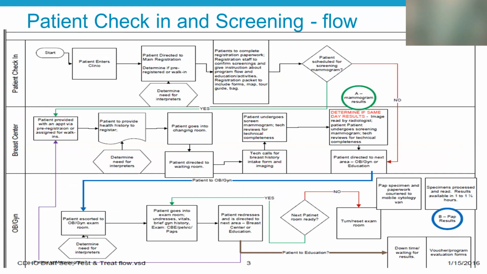Here is an example of a process flow that outlines specific areas of patient movement. These swim lanes illustrate the patient check-in process, patient movement within and between the breast center and the OBGYN screening areas.